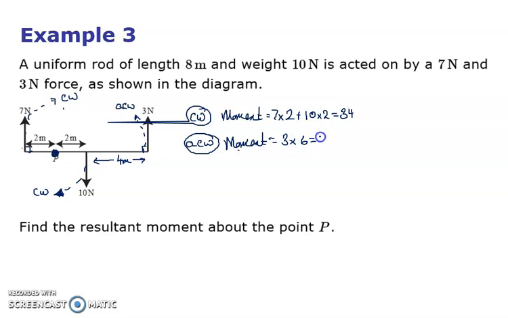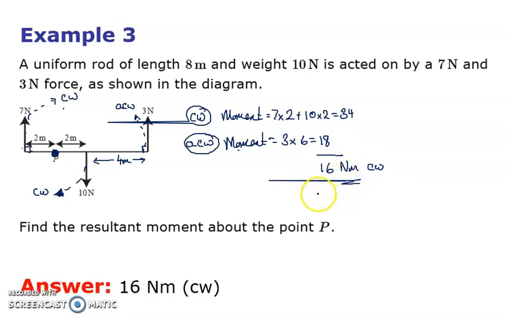So that's 18. So the overall effect, I've got 34 going one way, 18 going the other way. These effectively cancel each other out, and the net effect is 16 Newton meters. Now, clockwise is the biggest winner, so it's clockwise. What did I say? 16 Newton meters clockwise.